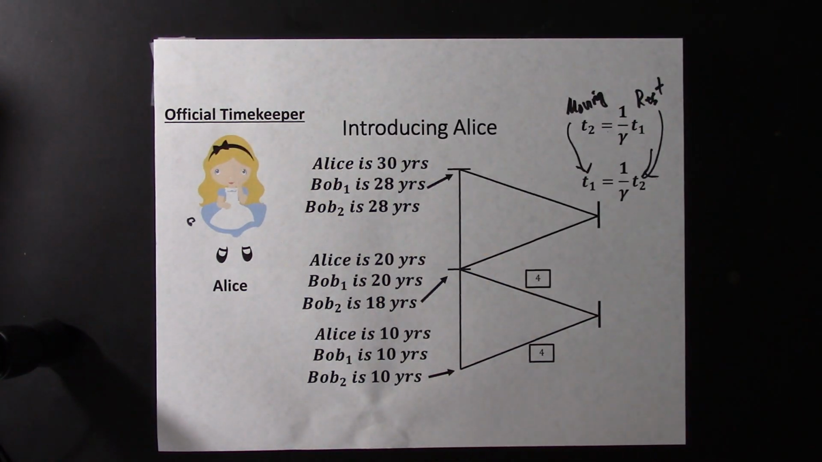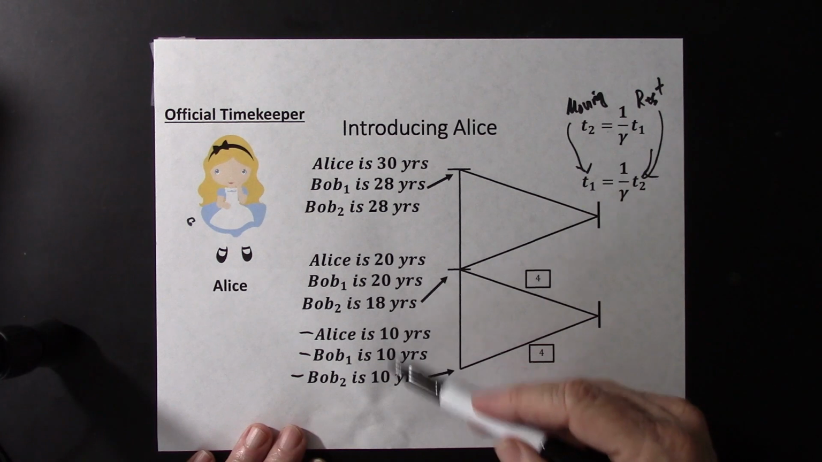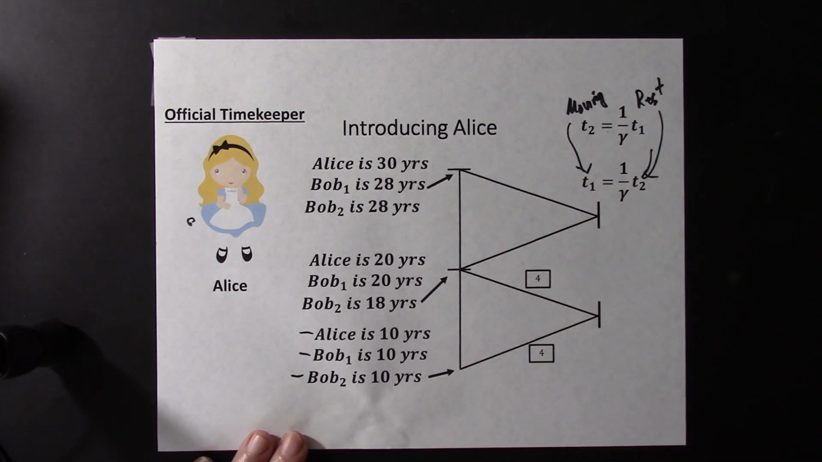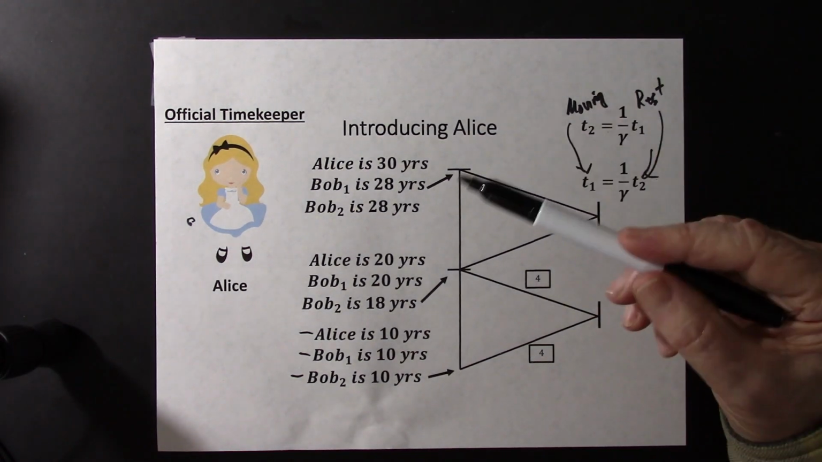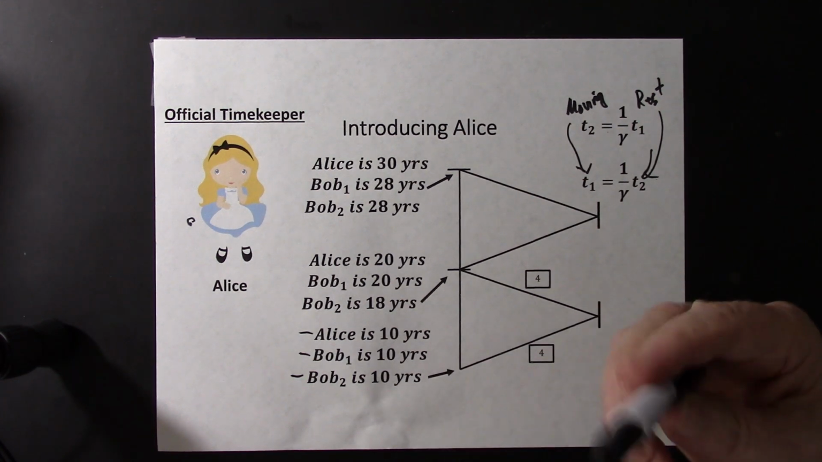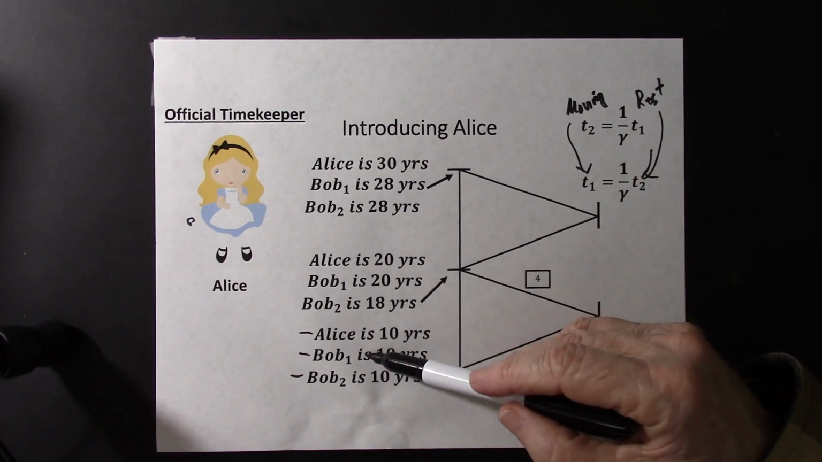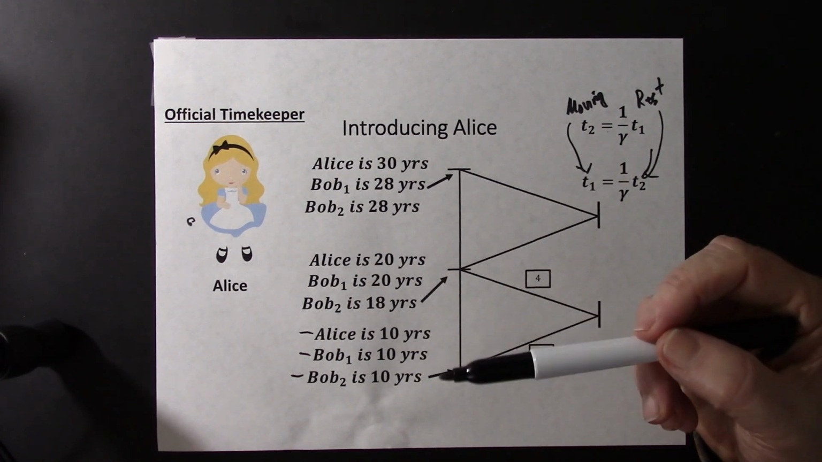And so we're going to use Alice to see if we can resolve this contradiction, this paradox that arises because of the principle of relativity. Let's say we do a thought experiment. Alice, Bob 1 and Bob 2 are all 10 years old at the beginning of this thought experiment. And so Alice has to choose which one, Bob 1 or Bob 2, that she wants to ride with. She could either ride with Bob 1 or she could ride with Bob 2, and she has to pick.